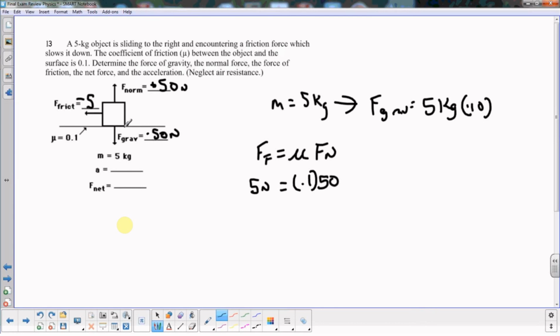Acceleration on a good day, according to my shirt, F net equals ma. F net is frictional force, so negative 5 equals m, which is 5 times my acceleration, which is what we're looking for. Negative 5 divided by 5 is negative 1. And let's see here. 50 and 50 cancel out. The net force is going to be negative 5. That's why I use those. So I hope this one makes sense.